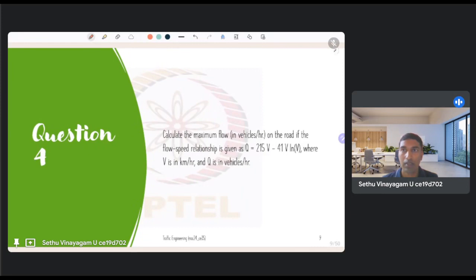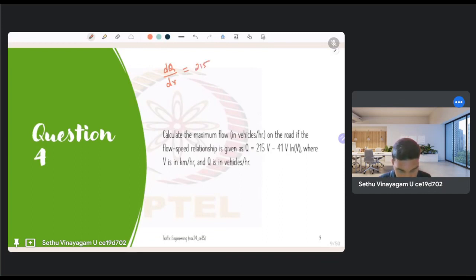Okay, so how do we do this? This is the flow function, flow as a function of the speed, right? If you want to find the maximum of a function, we have to find the point where the slope becomes zero. So we want to differentiate the flow with respect to the speed. That gives us the slope of this curve. So if we differentiate this, what will we get?